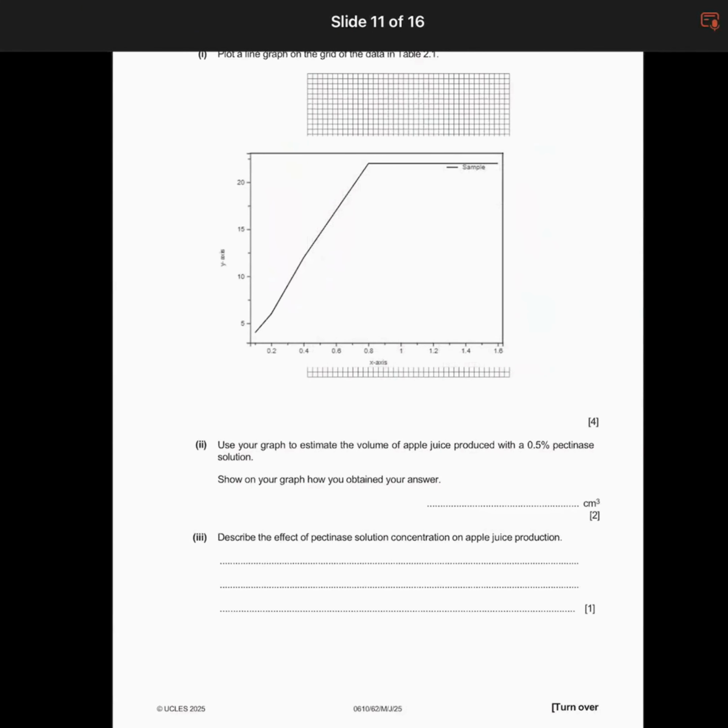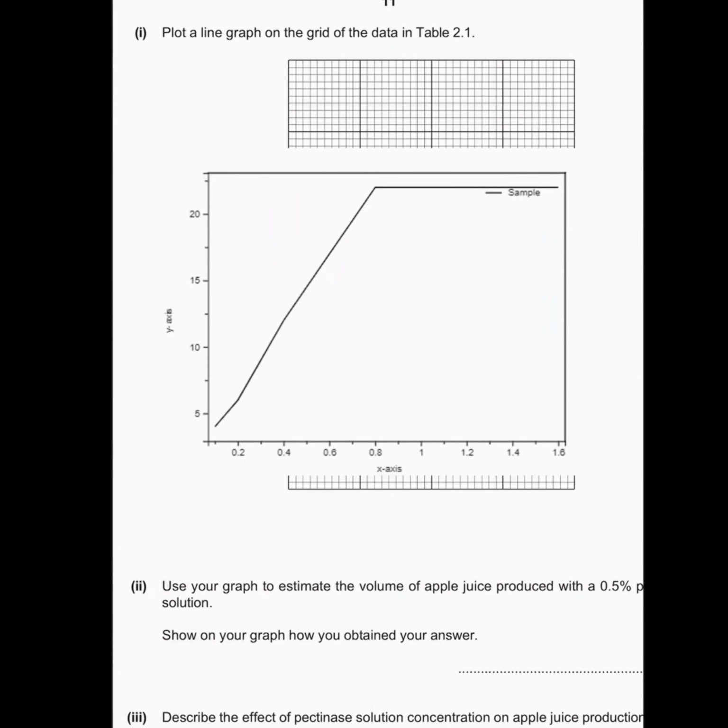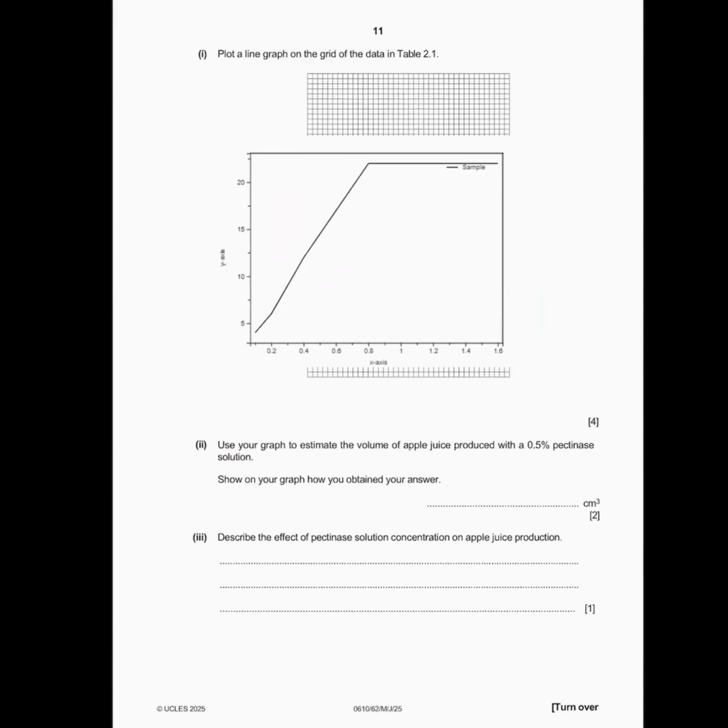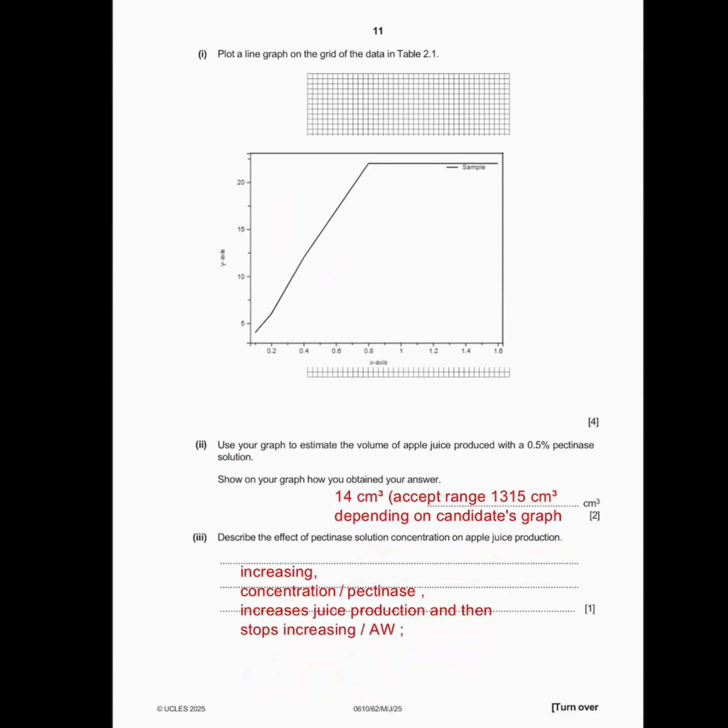So the graph should look like this. The graph should look like this. Okay? We will practice more graphs, inshallah. So here it gives you, look, because someone asked about the range. The range is from 13 to 15. Yani if you said 13, if you said 14, if you said 15, it will be accepted. I think that we got it 14 in the last slide, depending on the candidate graph. So the graph is yours to do.